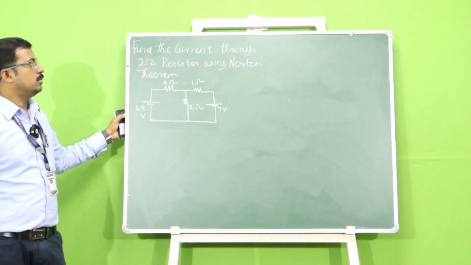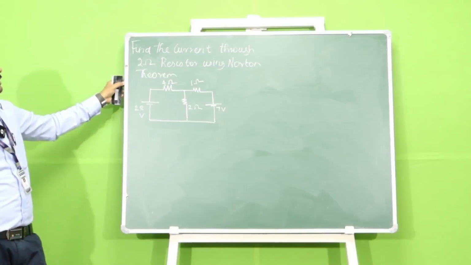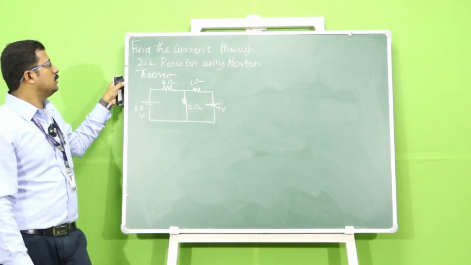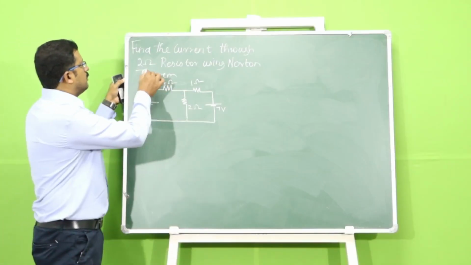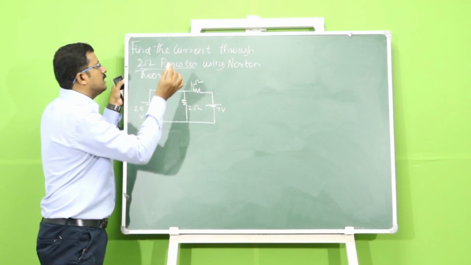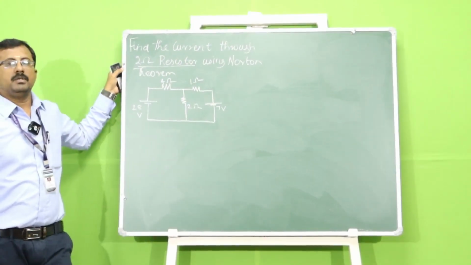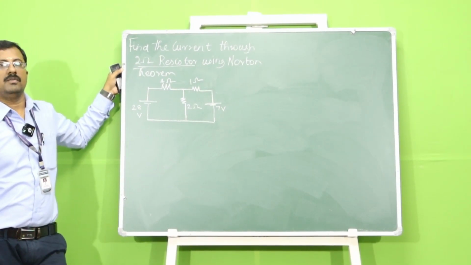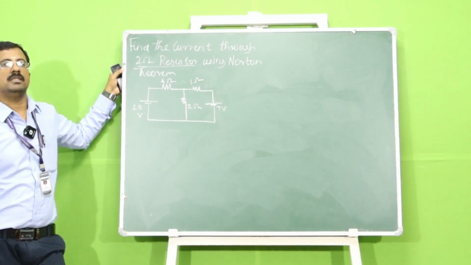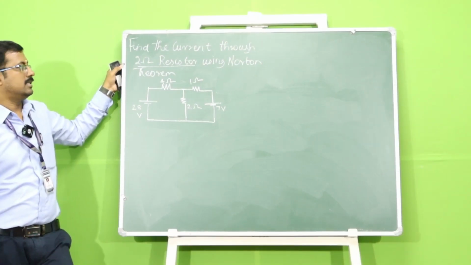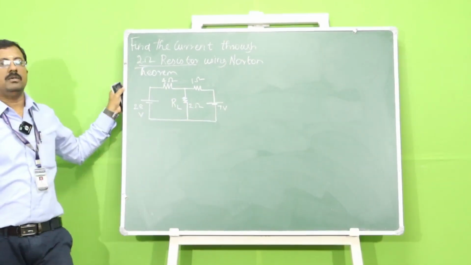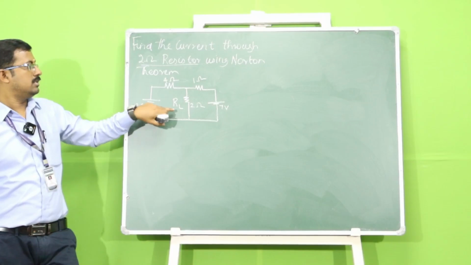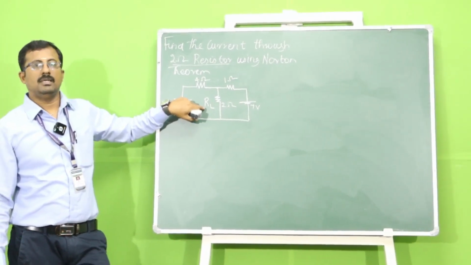A simple problem related to Norton's theorem. Listen to the question: find the current through the 2 ohm resistor using Norton's theorem. In your question it is given that the 2 ohm resistor is nothing but your load resistor. Whatever resistor is given in the question is considered as the load resistor, that is RL, and we are going to find the current flowing through this 2 ohm resistor using Norton's theorem.